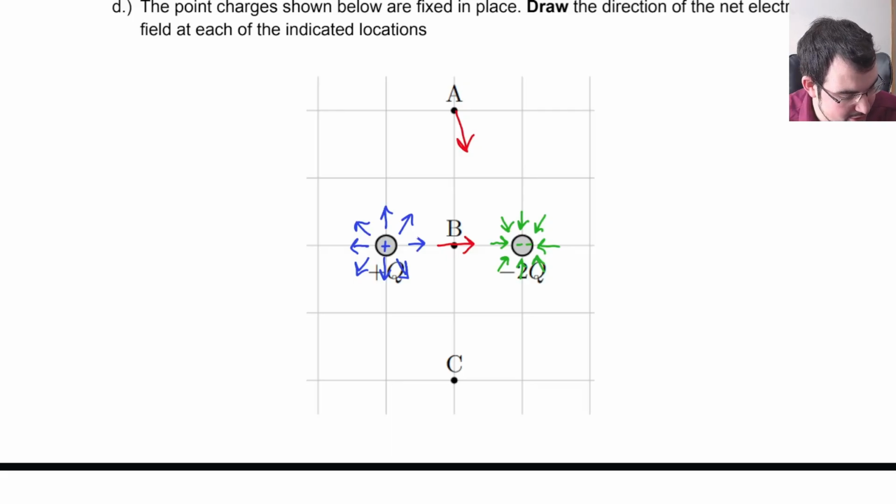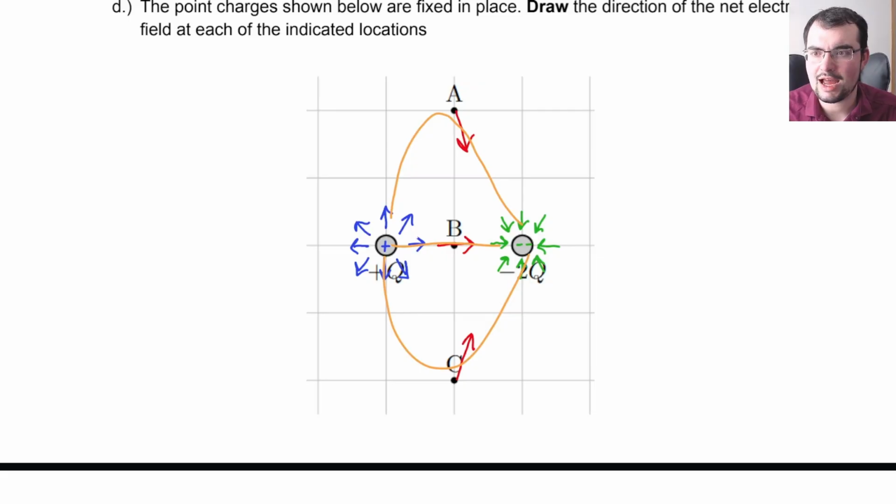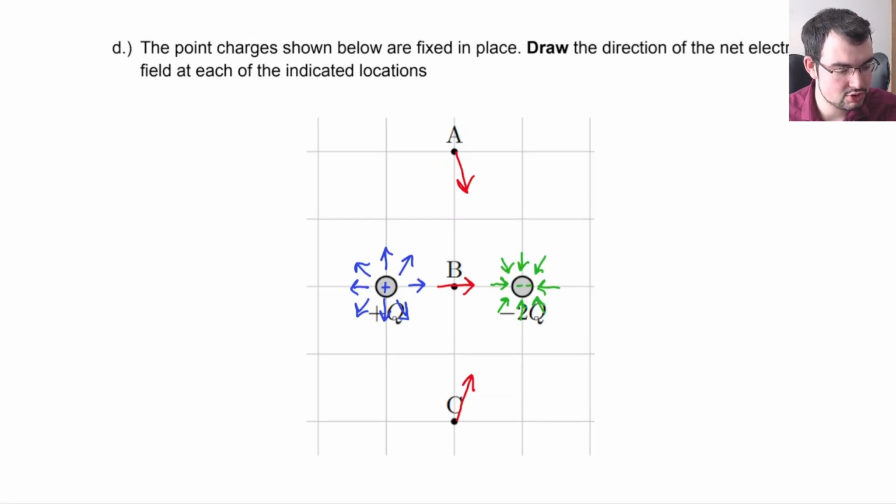And then by symmetry, C would look pretty similar. So it could be something like this. So if we tried to map out an E field line, maybe we get something kind of like this as our E field line. So it's sort of like a dipole, but it's not going to be as symmetric as the original one due to these charges being unequal.